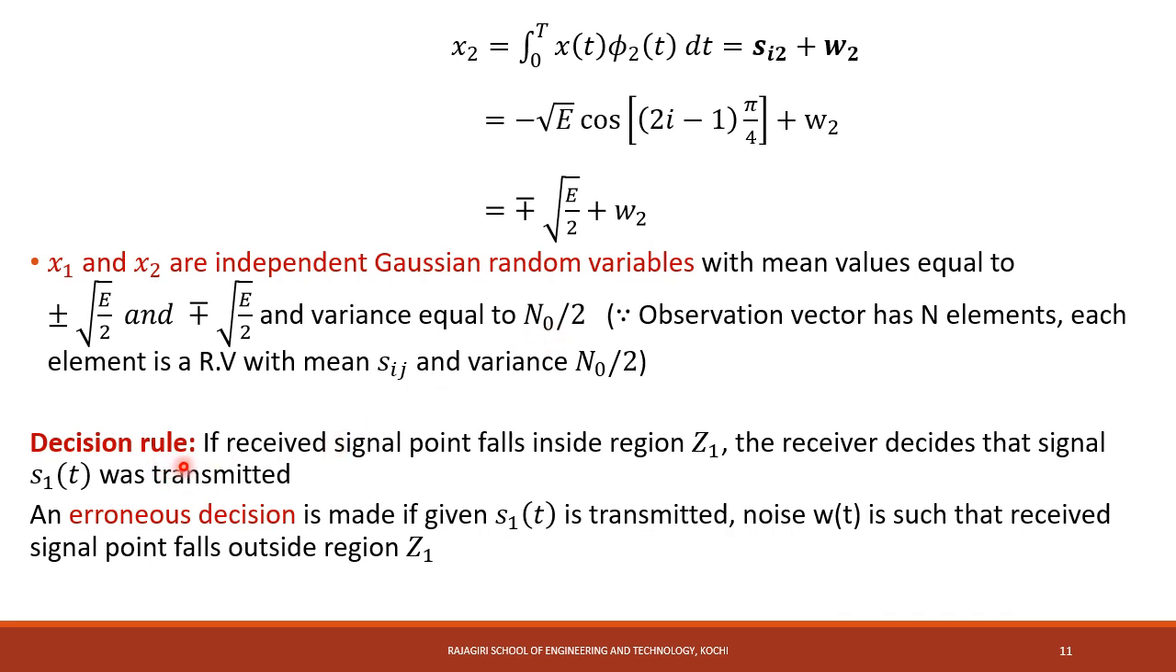The decision rule is made in such a way that if the observation vector, or the received signal point, falls inside a region Z1, the receiver decides that s1(t) was transmitted. So when will this decision go wrong? This decision will go wrong if, given that s1(t) is transmitted, noise affects the received signal in such a way that the received signal point falls outside the region Z1. Then the receiver will take a wrong decision. Now we will find the probability of error in such a case.